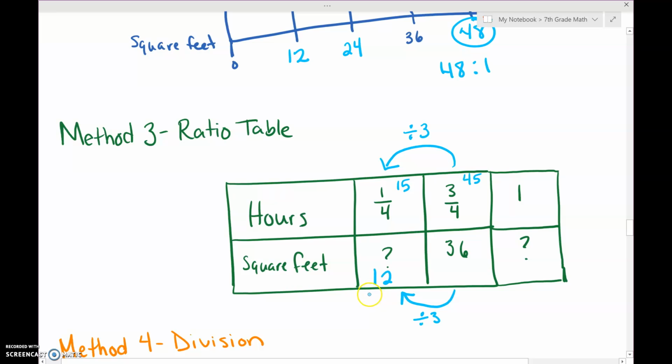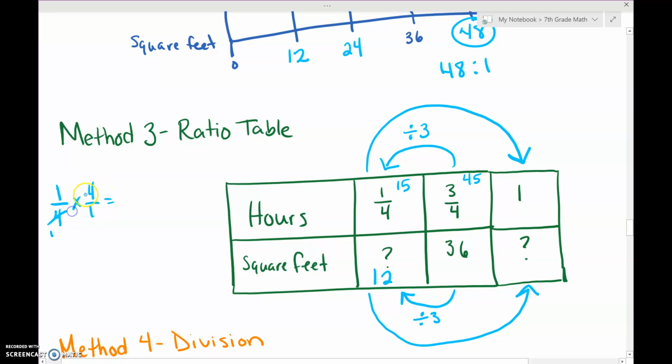Now I have to go from here all the way to here. So how do I get from 1/4 to 1? Well, if I have 1/4, how many pieces do I need to make a whole? The denominator. I need to multiply by the denominator. So 1/4 times 4.